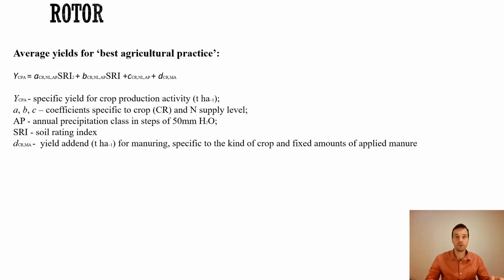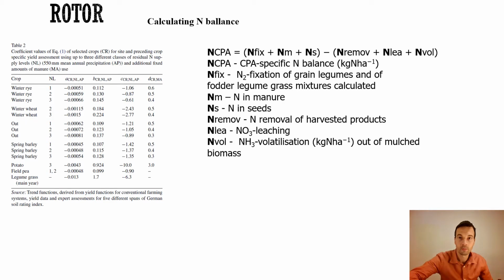The yield of each crop production activity is calculated based on specific crop yield and type of production activity, supply level of nitrogen and manure, precipitation, and soil fertility. The nitrogen balance is quantified using a set of algorithms derived from literature, experimental data, on-farm research, and expert knowledge.